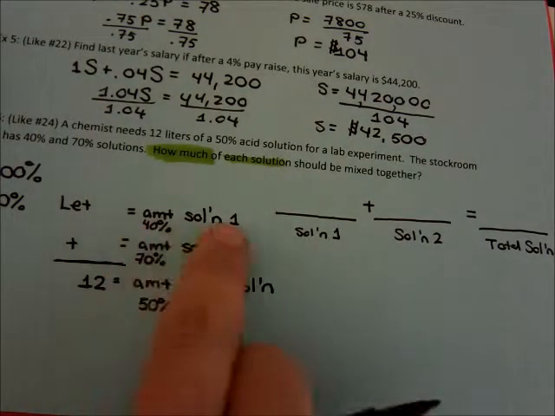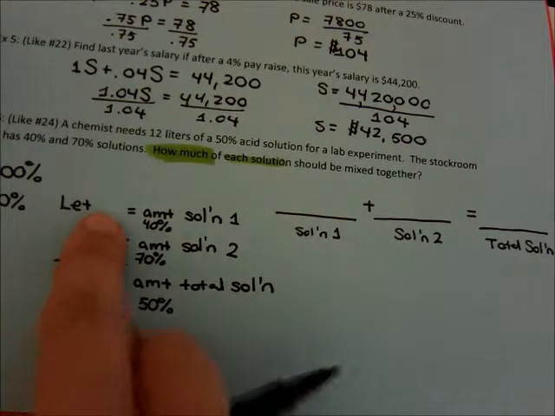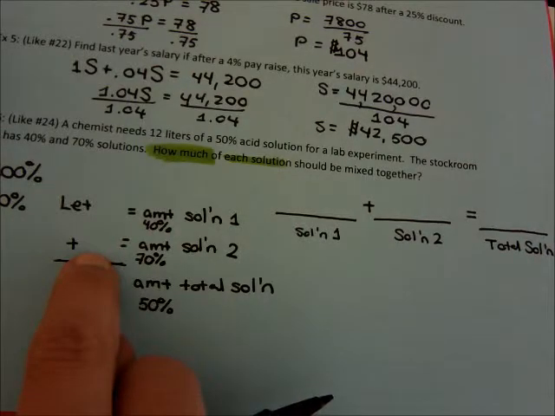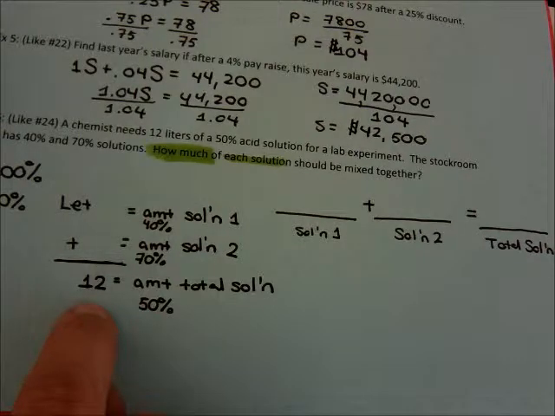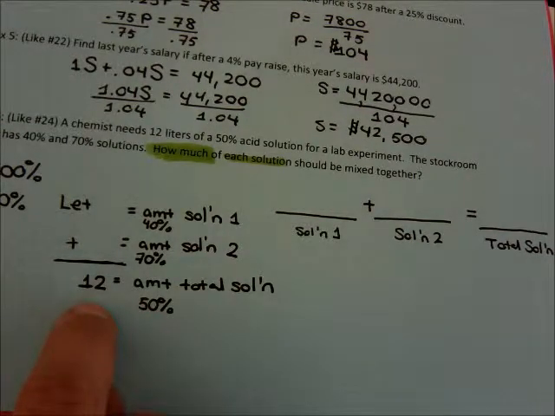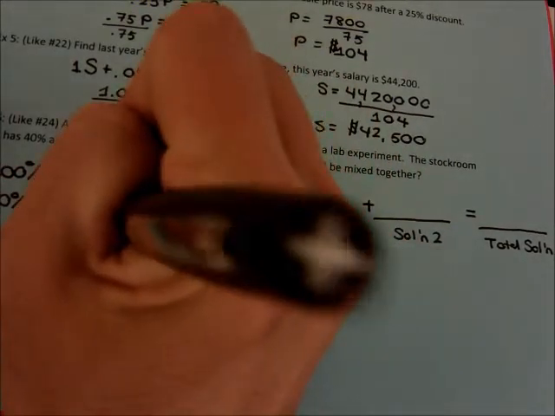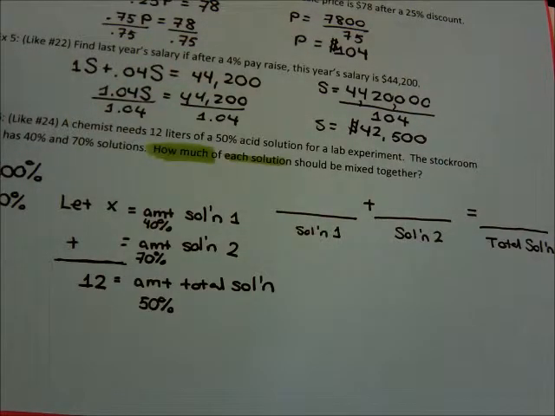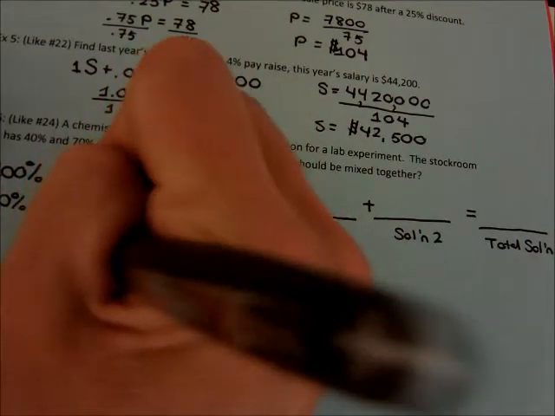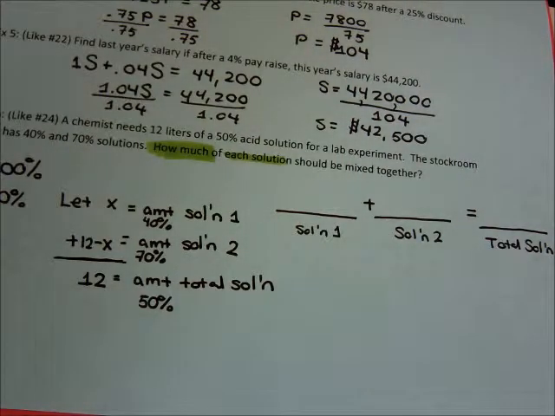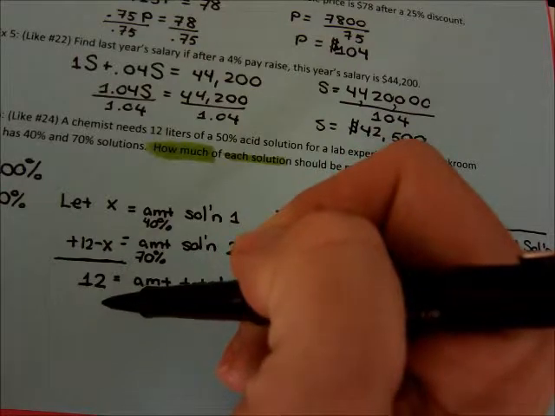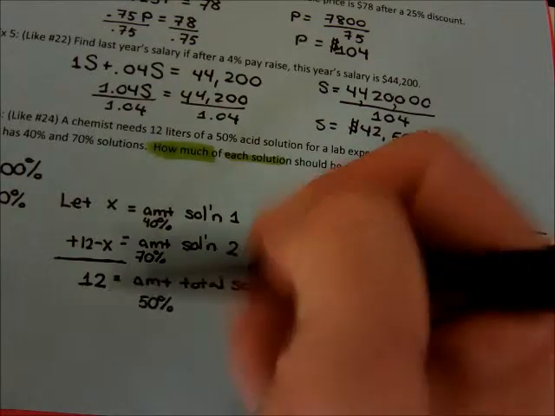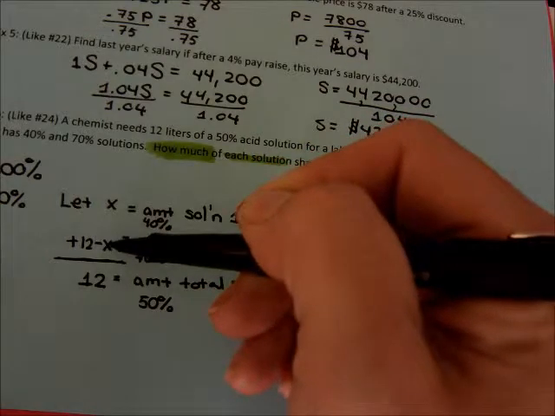What if I had 10 liters of the first? What would I need to go right there? 2. How did I get 2 from the 12 and the 10? I subtracted it from the 12, right? So say I said this was x. You said I subtracted that from the 12. 12 minus x goes right there. Do you see how if you add those together, the x's knock out and we get back to 12? Yes? Okay, so again, if that one's 10, 12 minus 10 is 2.